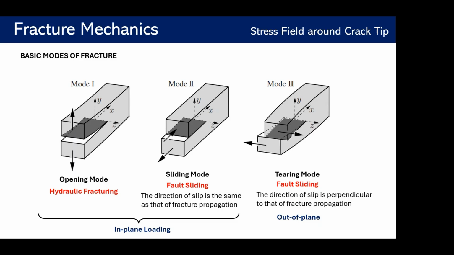Whenever you tear a paper, you always apply the third mode for tearing the paper. That's why it's called tearing mode. You can consider this paper as an XY plane here, and then I am applying out of plane force for the paper to tear. So that's why it's called tearing mode, and it's an out of plane force applied to the paper.